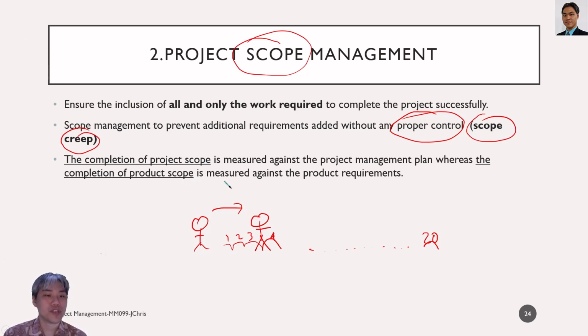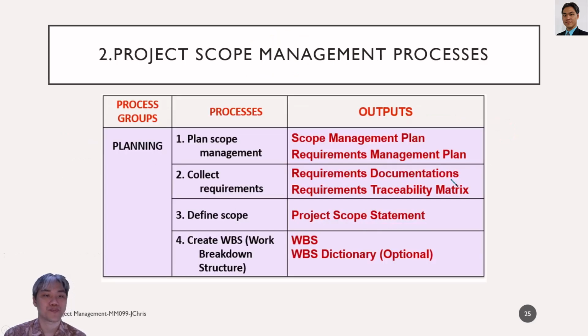So the completion of the project scope is measured against the project management plan, whereas the completion of the product scope is measured against the product requirements. So the project scope management processes in the planning processes are plan scope management, collect requirements, define scope, and create work breakdown structure. It's called WBS. WBS, we'll talk about in more detail later.